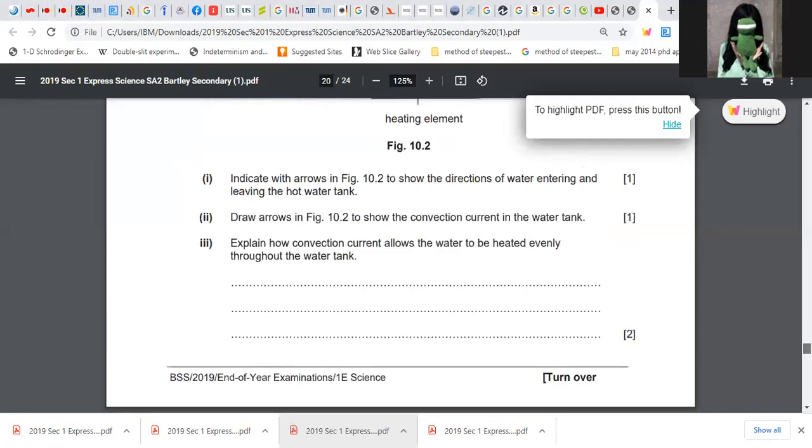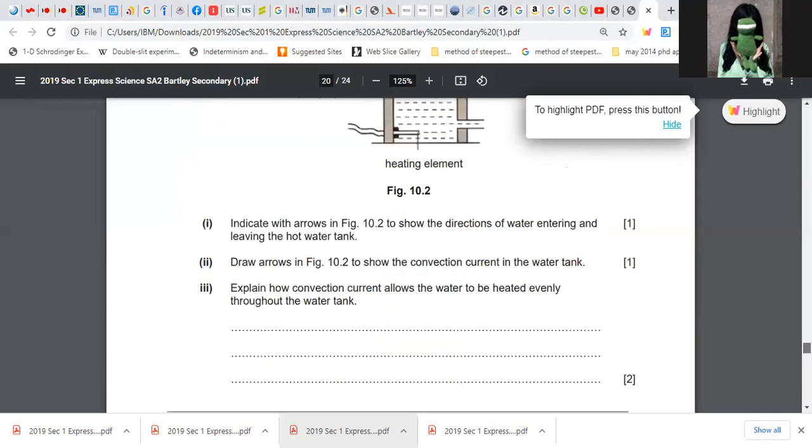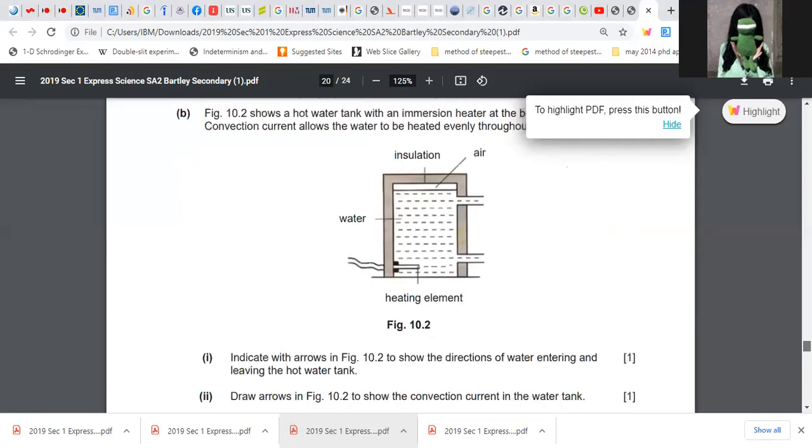Okay, so which question? Question part I, right? Yeah. Okay, how do part I? The water entering one is at the bottom. Wait, what? Wait, wait, it's convection. Why is this a convection current now? Why? Why not conduction?